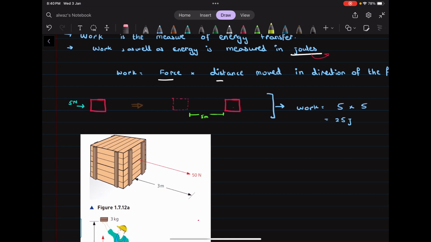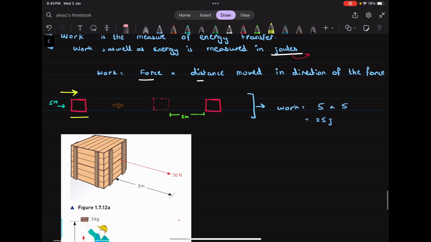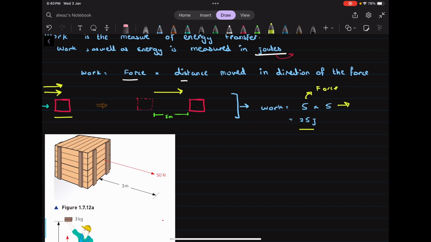So for example, as we can see here, we have a red box, and a force of 5 newtons is applied from the left side towards the right. So the force is in this direction, and we can see that the box moves 5 meters because of this force. So the work done on this box is 5, which is the force, multiplied by 5, which is meters, the distance in the direction of the force. The force was in the right direction, and the distance moved is also in the right direction. So the work done is 25 joules.